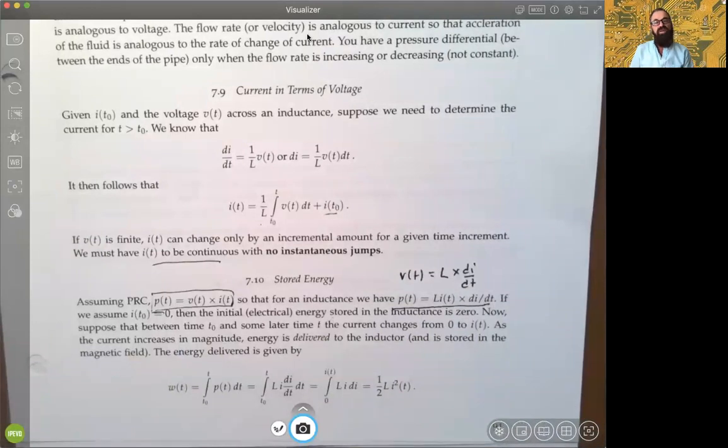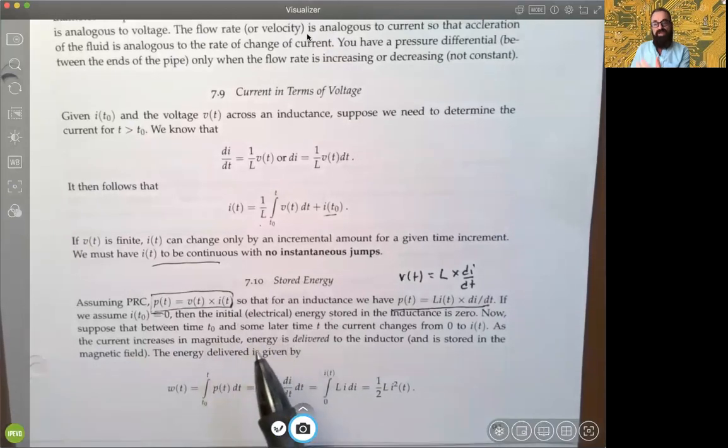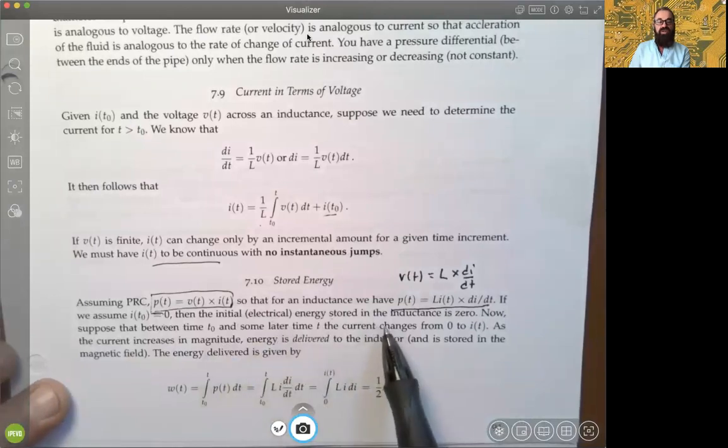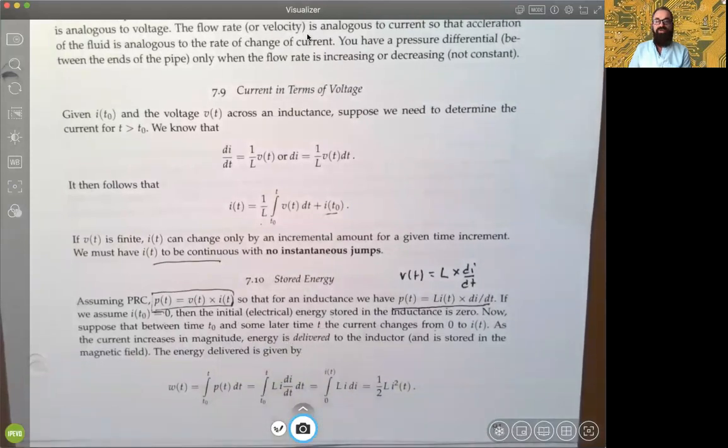That was kind of similar to what happened with the capacitance. If you assume no voltage to start off, then you have no stored energy. Here, if you have no current, you have no stored energy, all right? So suppose between that initial time 0 and then some later time t, you do get current, and it changes from 0 to a specified amount by some function i of t. Then the current increases in magnitude, and the energy is delivered to the inductor and stored in the magnetic field. Very similar to storing the energy with the capacitance between the plates.